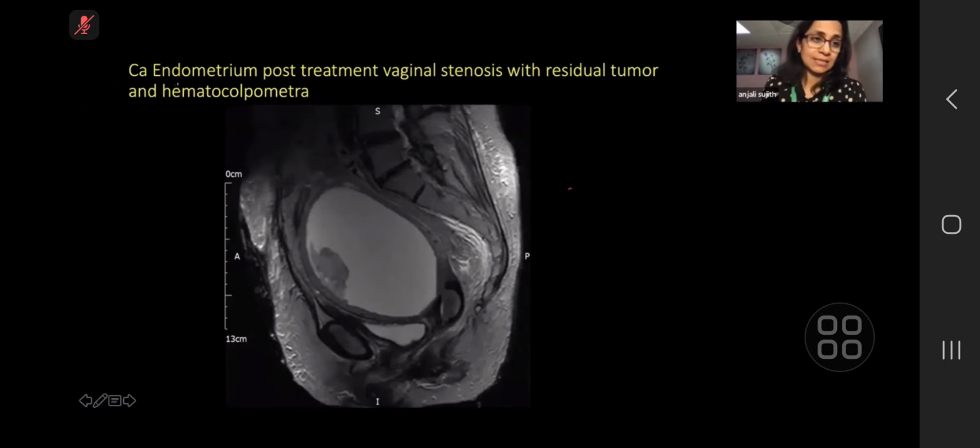Now, given the diagnosis, this is a severe endometrium. Post-treatment, the patient had vaginal stenosis and had residual tumor and hematocolpometra. So I would like you to describe the findings again.